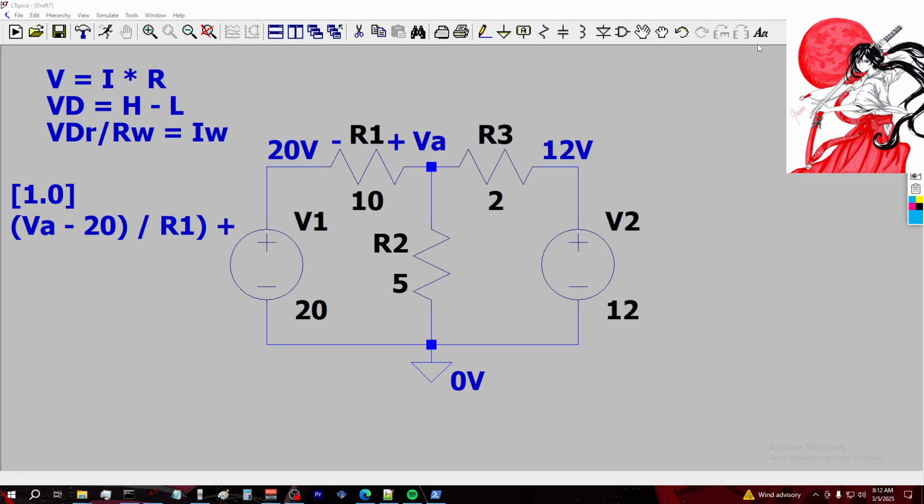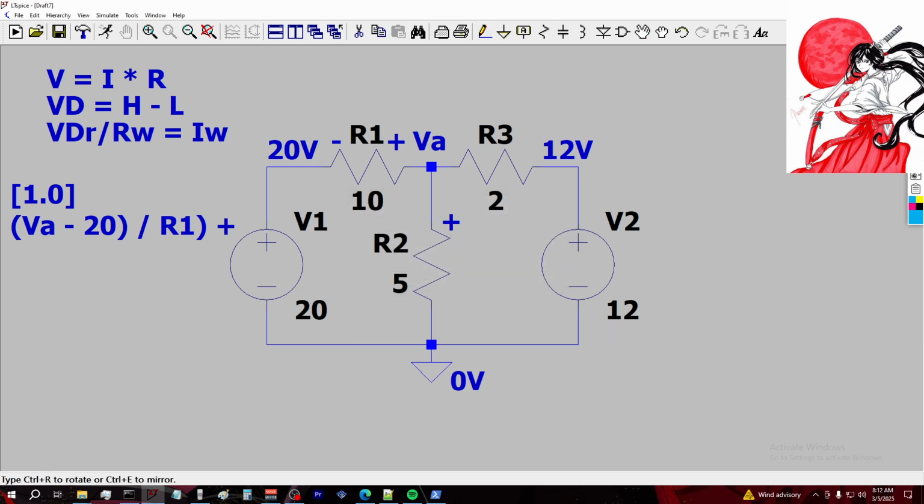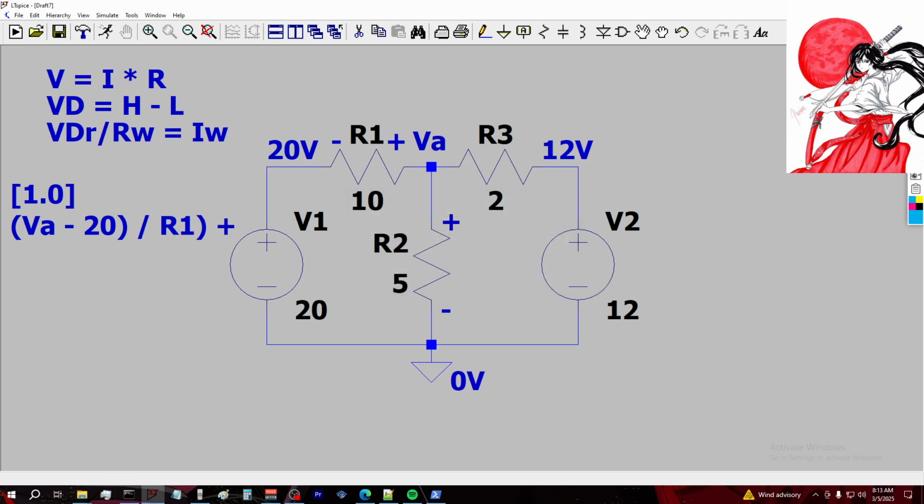So what we're going to do is label our points. As we know, VA is our high potential in this case. So we're going to do VA, the high potential, and we're going to have 0 volts as our low potential, because we are theorizing that all the current is going towards VA, right? And in order for all the current to go towards VA, that means VA has to be the high potential. So that's why VA is the high potential, just so you guys know.